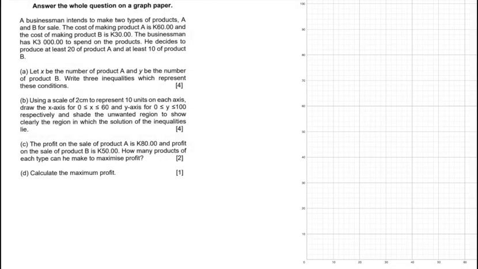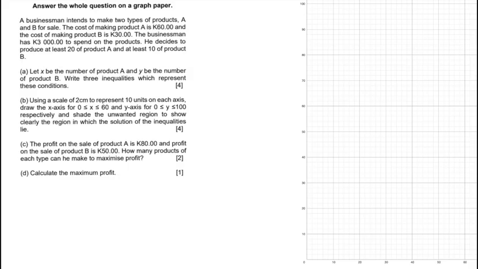Here is another sample exam question. We have this businessman who has 3,000 kwacha to spend to make these two products A and B. A costs 60 kwacha and B costs 30 kwacha. So say x has to be A and y has to be B. Now let's form the three inequalities that we've been asked.